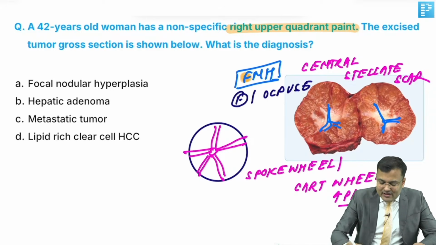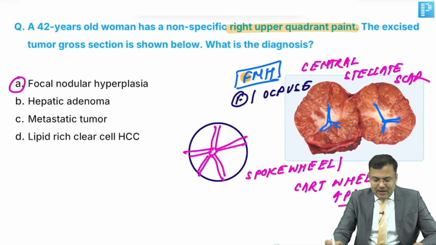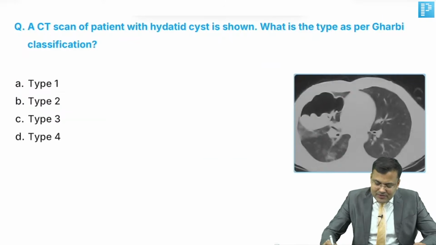What is the correct answer here? The correct answer is option A, focal nodular hyperplasia. Clear? Now, see the next question.